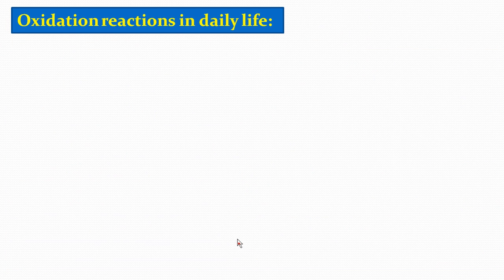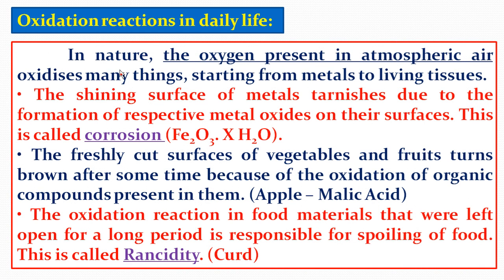Now come to the last topic, that is oxidation reactions in daily life. Some examples are the fading of clothes, the burning of wood, and vegetables and fruits that change their color to brown. These are some natural reactions that take place in the presence of oxygen and also some oxidizing agents. In nature, the oxygen present in atmospheric air oxidizes many things, from metals to living tissues.